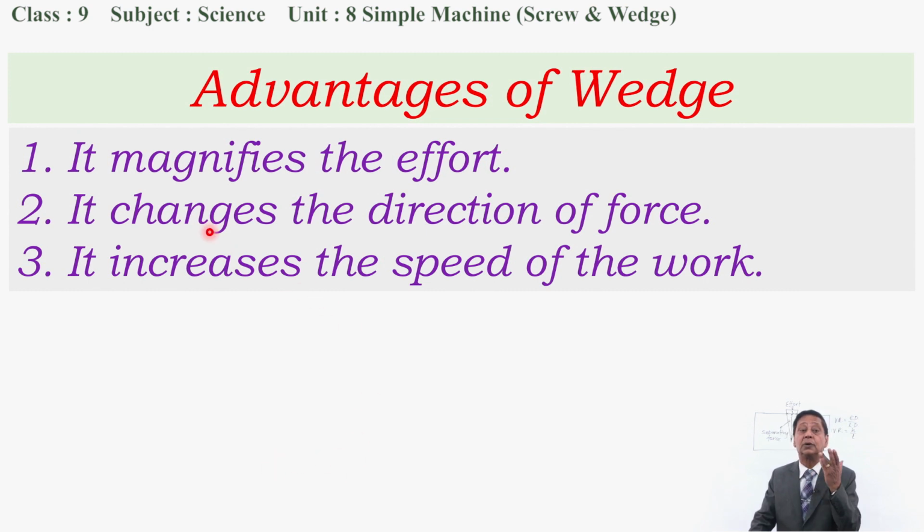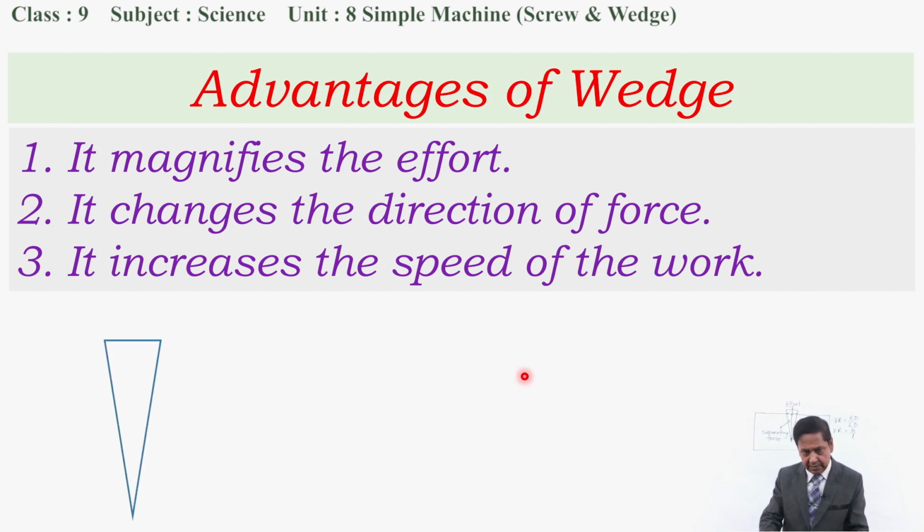Now we are going to match this with the wedge. From the wedge, what advantage of a simple machine can be obtained? Look at this is the wedge, and this is the maximum height of the wedge, and this is the thickness of the wedge.